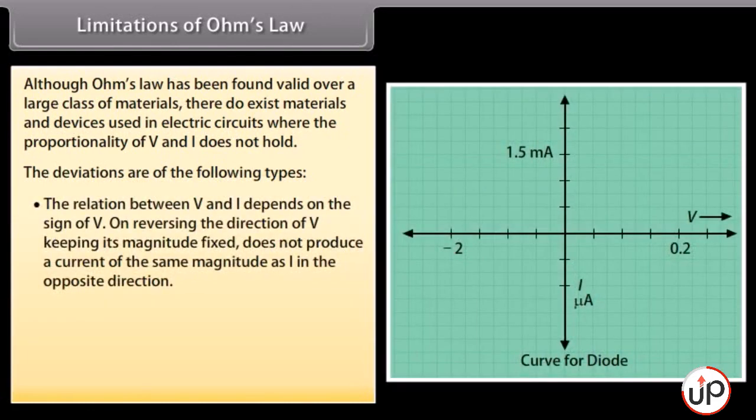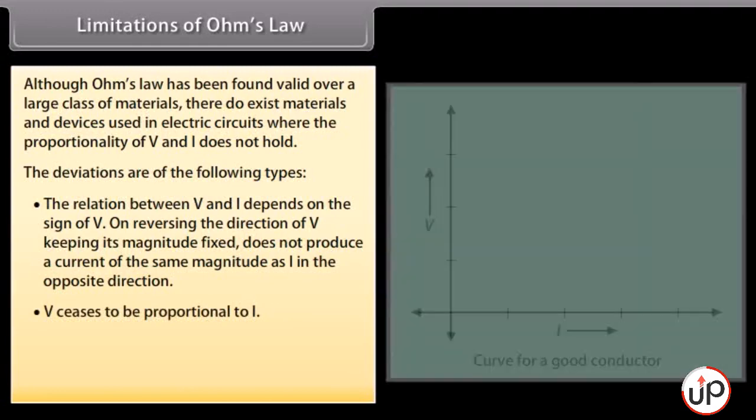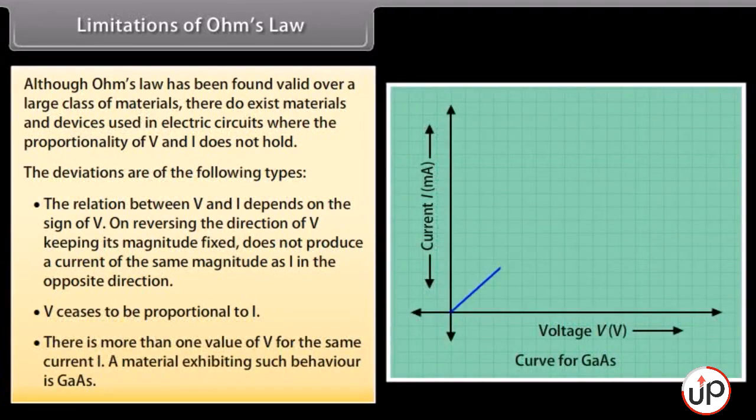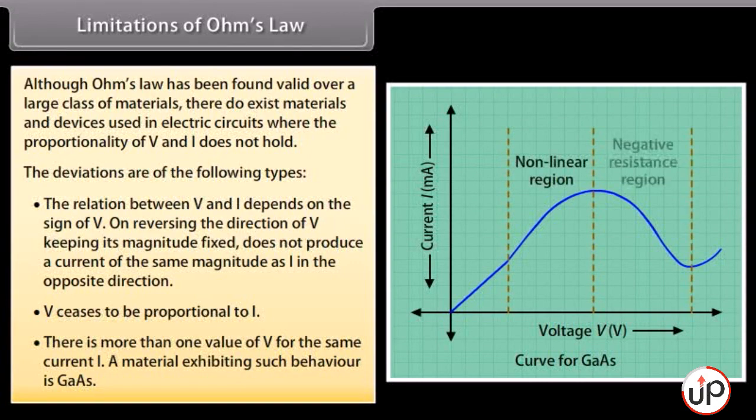The relation between V and I depends on the sign of V. On reversing the direction of V, keeping its magnitude fixed, does not produce a current of the same magnitude as I in the opposite direction. V ceases to be proportional to I. There is more than one value of V for the same current I. A material exhibiting such behavior is gallium arsenide.